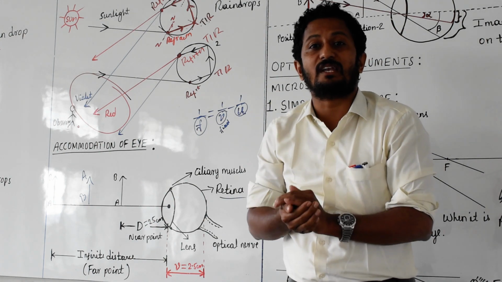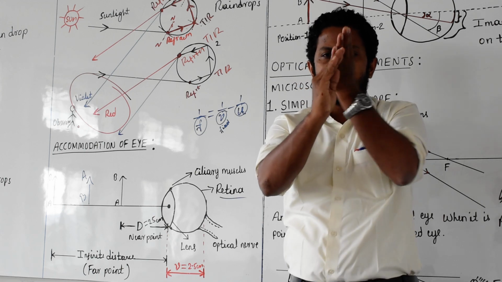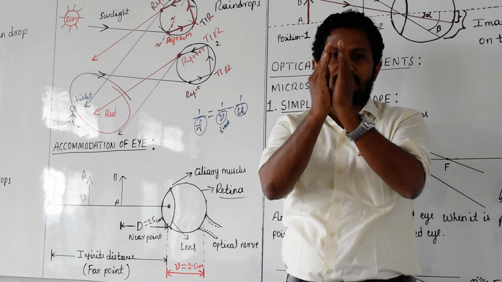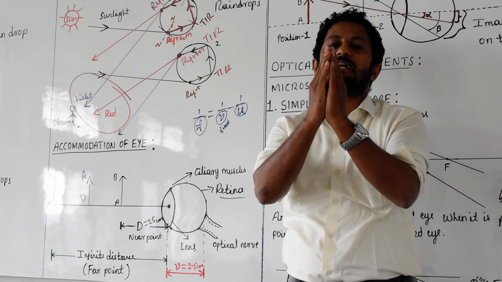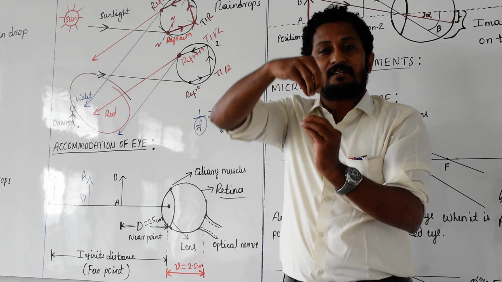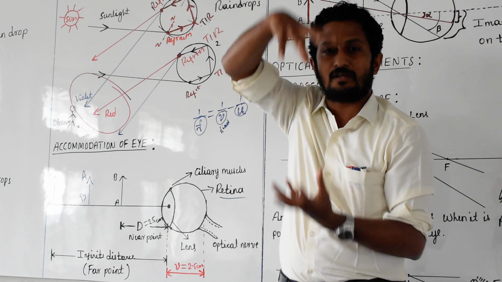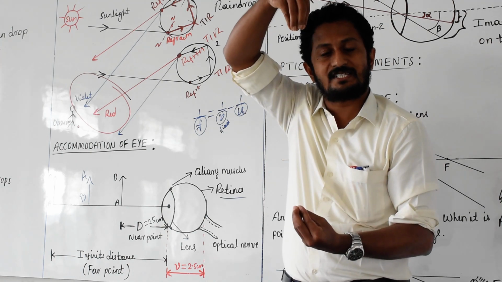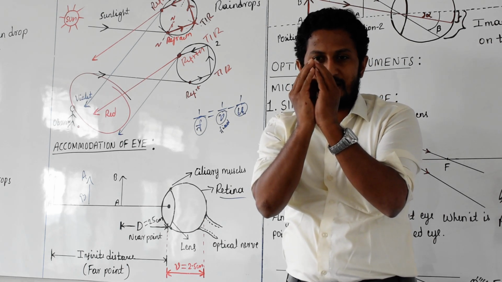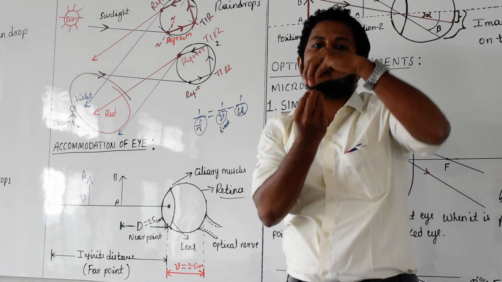See how the focal length keeps changing. This is the biconvex lens. This is curvature. As we stretch that, when the ciliary muscles stretch the eye lens, what happens? When they pull it outward like this, when they stretch the eye lens, it goes like this.